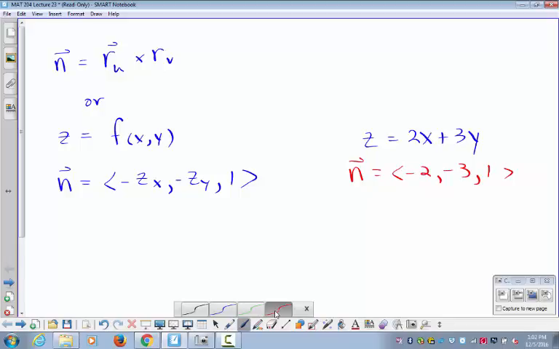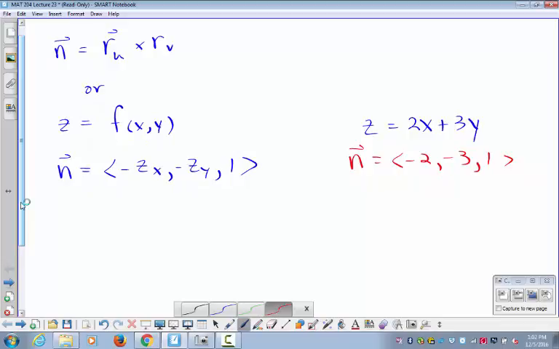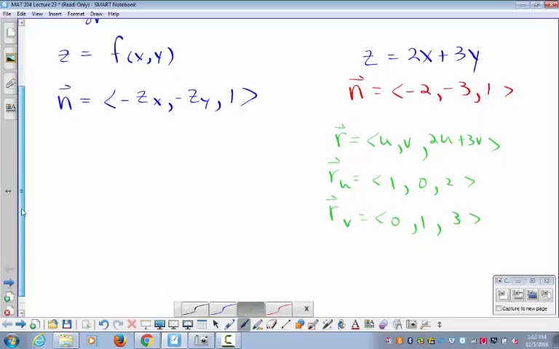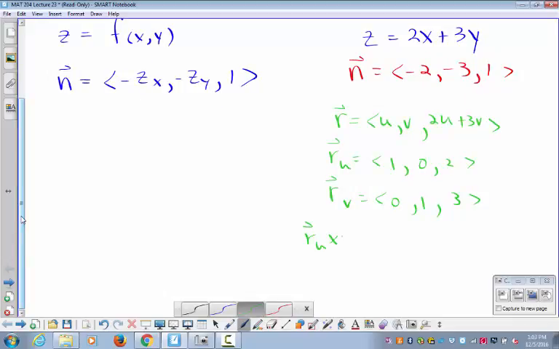And if you parameterize that surface, which is a plane, you would parameterize it as r equals x, y, or if we use u's and v's like the book uses, u, v, 2u plus 3v. Then we go through this process: we get r sub u, we get r sub v, and we cross them. Your first component is 0 minus 2, and lo and behold, you get the same exact thing.